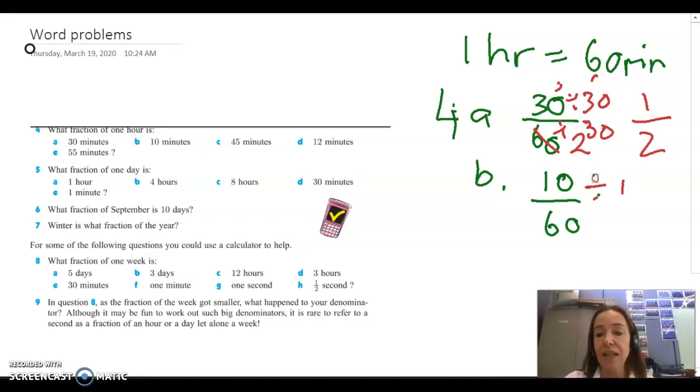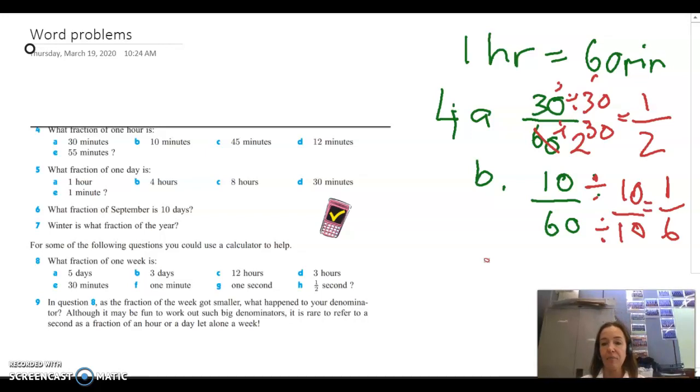So 10 divided by 10 and 60 divided by 10. 10 divided by 10 is 1 and 60 divided by 10 is 6. And I don't think I can change anything more. So just put your little equals in as well. So that is my answer there.